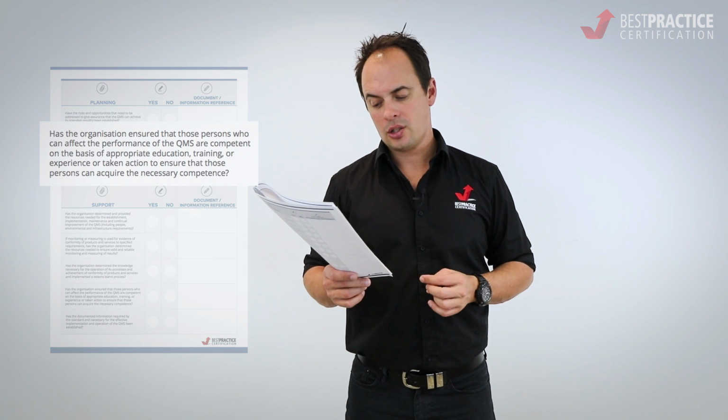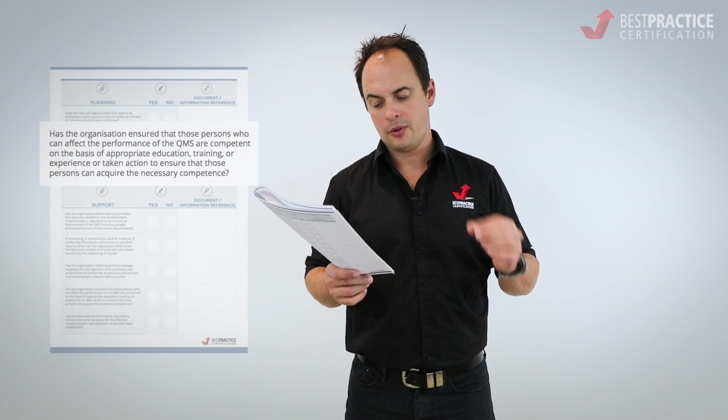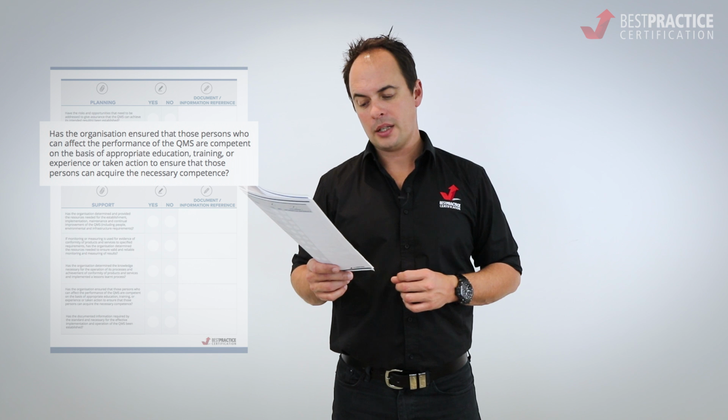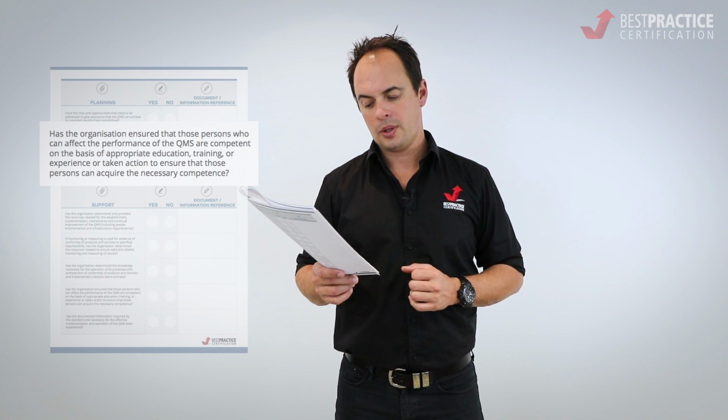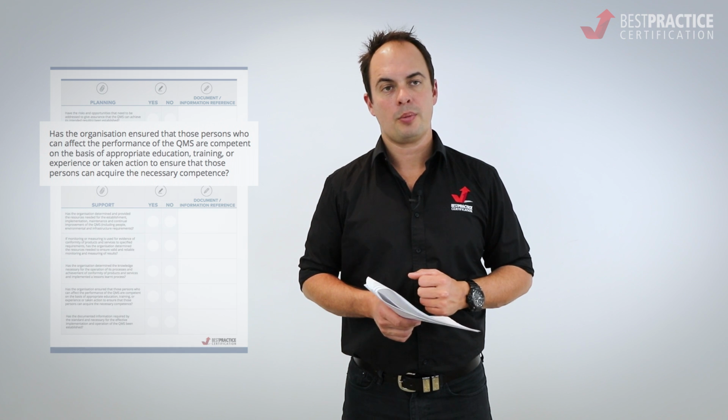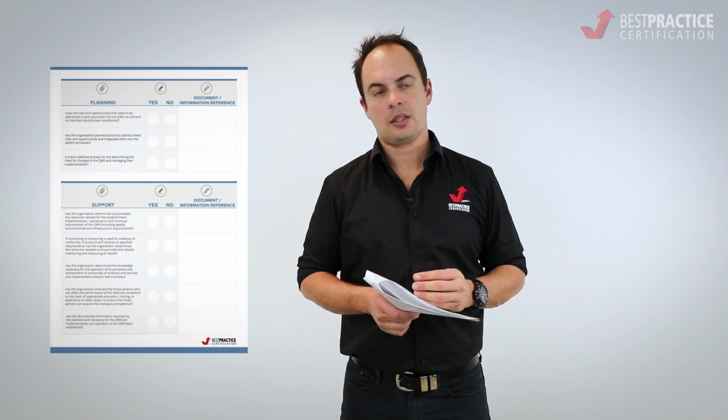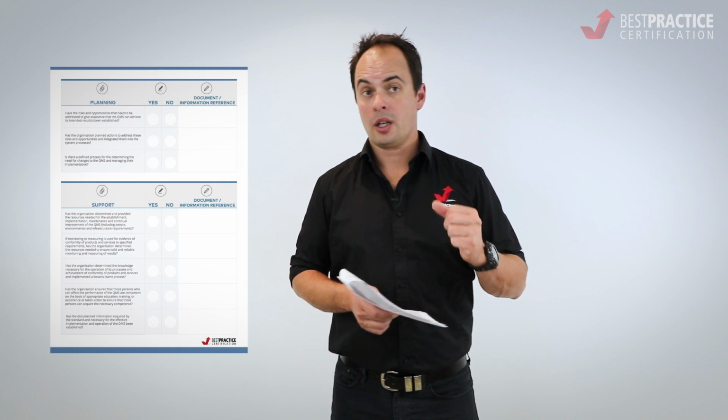Has the organisation ensured that those persons who can affect the performance of the system are competent on the basis of appropriate education, training, experience, and taken action to ensure that those persons can acquire the necessary competence? Now, here in this part of the checklist, we're talking about training. We're talking about a learning needs analysis where we start to capture the competency requirements or the learning and knowledge requirements that we need to have to start our operations, and then equally the ongoing top-up, update, refresher training that needs to take place.